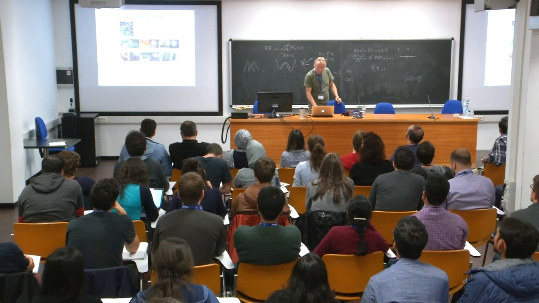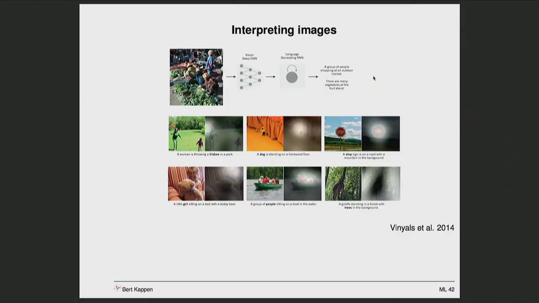This is one of my favorite examples here. This is one of these test set images, where the deep network is connected to a language generation recurrent neural network. This is an image that the machine has never seen before, and you present it, and it outputs: a group of people shopping at an outdoor market. There are many vegetables on the fruit stand. I think this is absolutely amazing.